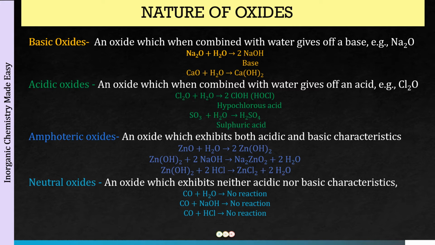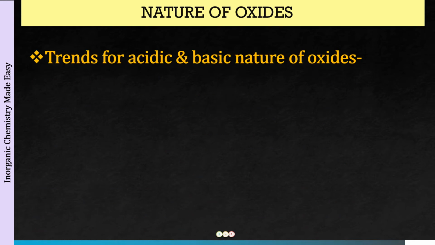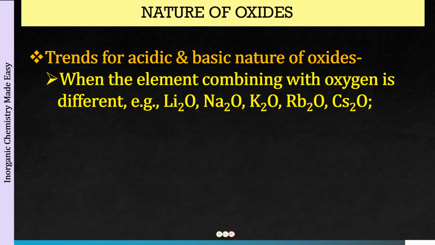So now let us learn about these strengths one by one. As far as the trends related to the acidic and basic nature of the oxides, you have to learn two types of trends. Number one is when the element which is combining with oxygen is different. For example, you have to compare the acidic or basic strength of lithium oxide, sodium, potassium, rubidium, cesium oxide.